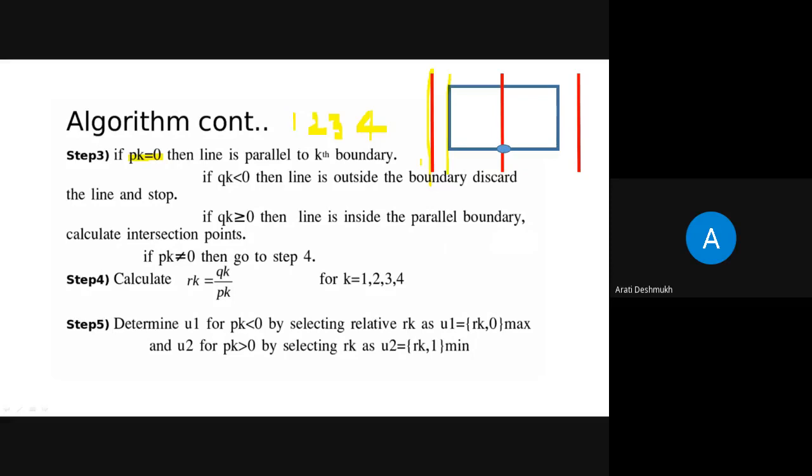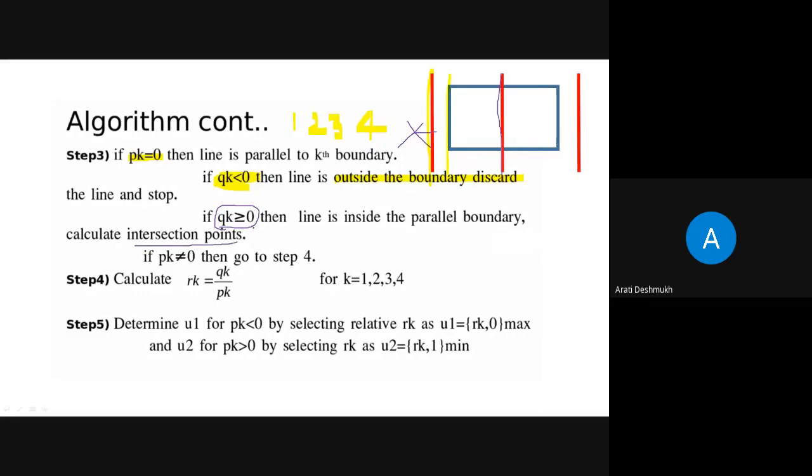Then the main thing: if Qk is less than 0, then the line is outside the boundary. Then we discard it. We discard this line and we stop here. But if Qk is greater than or equal to 0, then it is inside the boundary, and we find out the intersection point calculation.